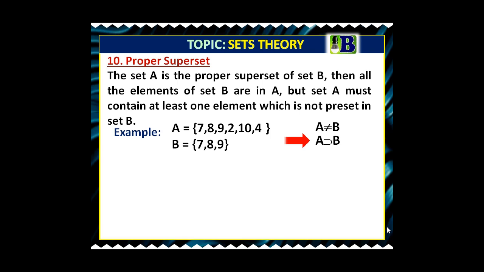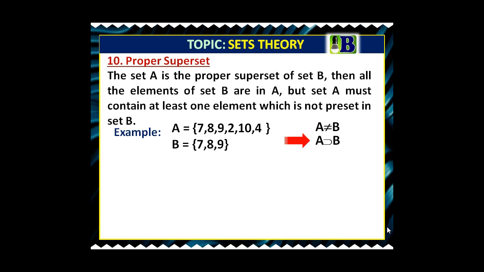The elements of set B are found in set A. But one thing about it is that there are some elements of set A which are not found in set B. So set A is classified as the proper superset of set B. This is the way we normally represent proper superset mathematically. A is the proper superset of B.